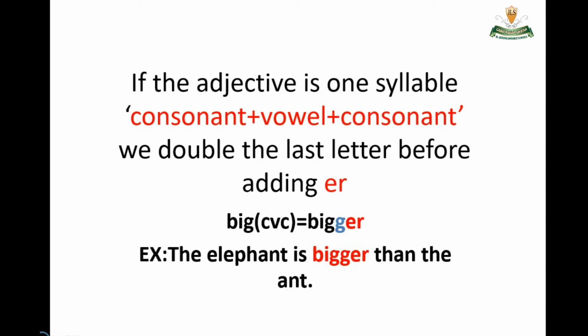And look at the word hot. We have letter H, which is consonant, then letter O, which is vowel, then letter T, which is consonant. In this case, we are going to write letter T 2 times and put ER. So we can say Aswan is hotter than Cairo.